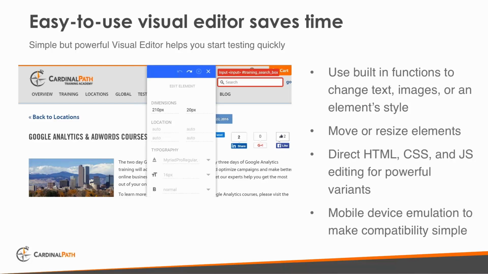So you can use a lot of those built-in functions to change text, images, etc. You can do things like moving and resizing, but there's also a lot of power there. We see a lot of people who, once they get their feet wet with testing, want to go to more powerful and complex kinds of tests. And that's where you can do things like editing HTML, CSS, and JavaScript directly to have those more powerful variants. I'll show you that in just a moment.